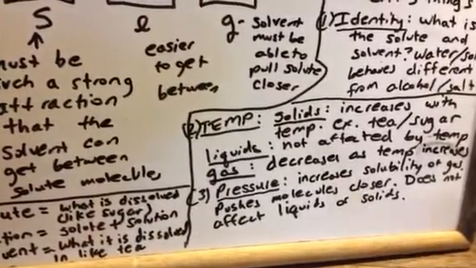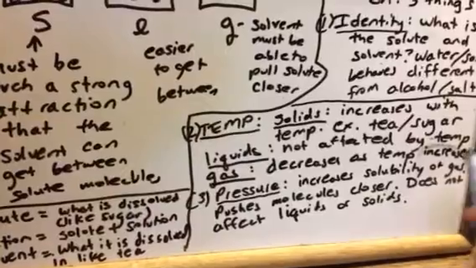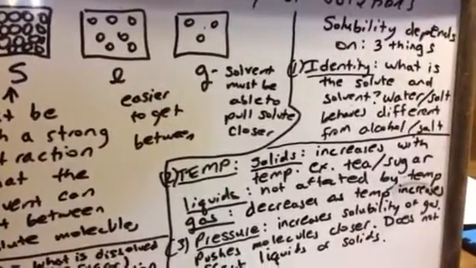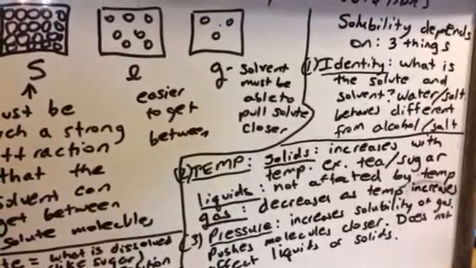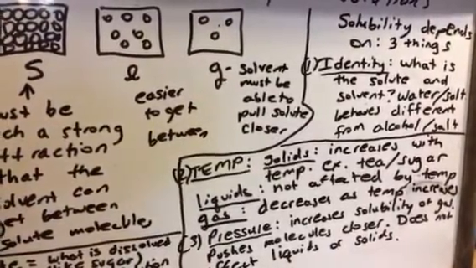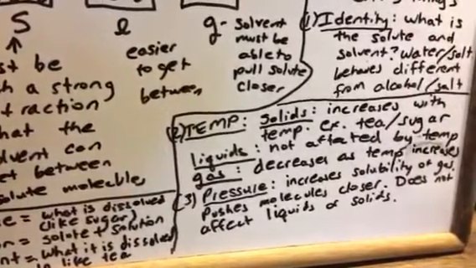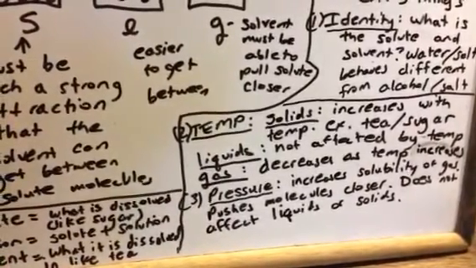So for a solid, the amount that will hold increases with the temperature. And that's what happens with your tea and your sugar. With a liquid, it's not going to be affected by temperature. And with a gas, it's going to decrease. The amount that it is able to dissolve will decrease as the temperature increases.